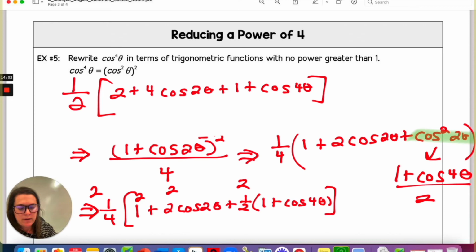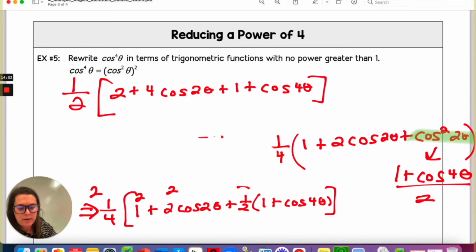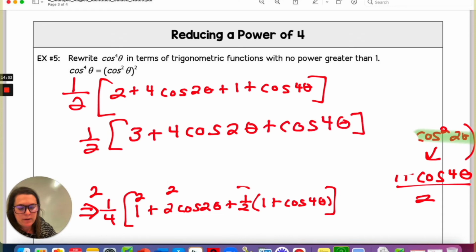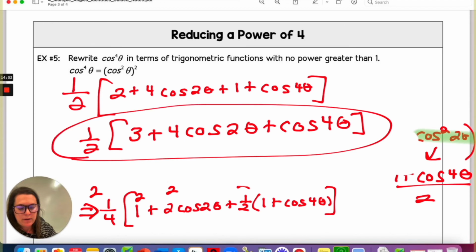Okay, so now we're there. And then the last thing I'm going to do is just combine my like terms. So we get 1/2 times 2 plus 1, which is 3, plus 4 cosine 2 theta plus cosine 4 theta, which gets us our final answer right there.